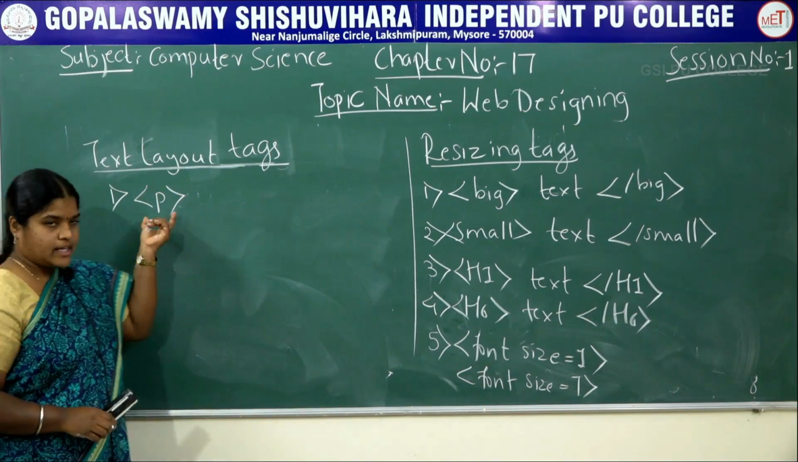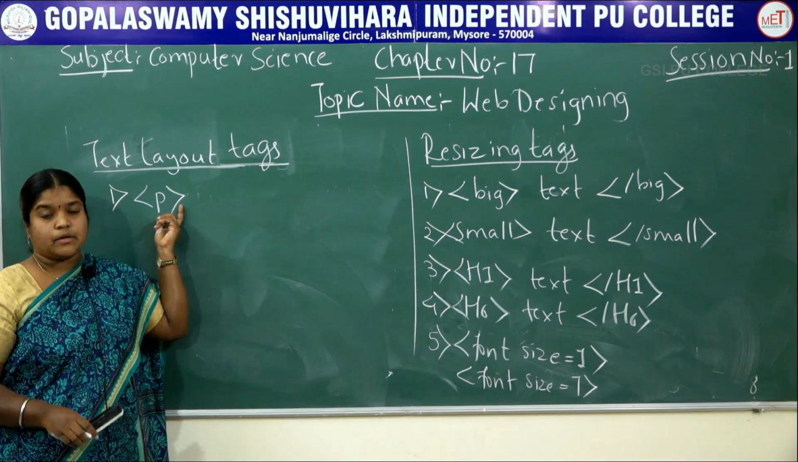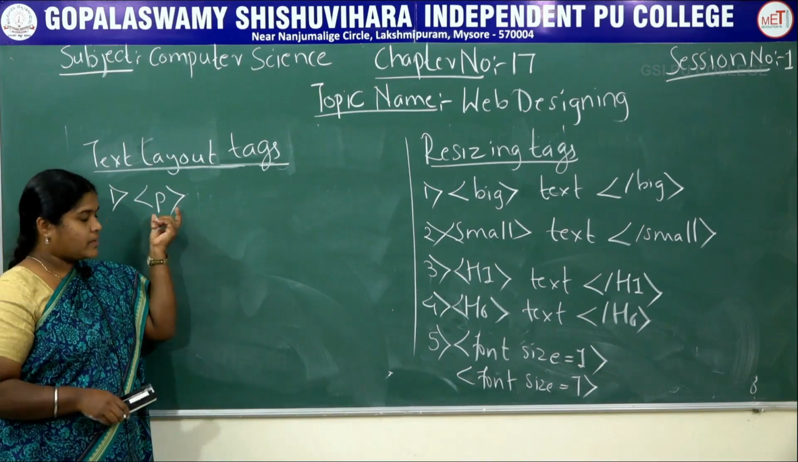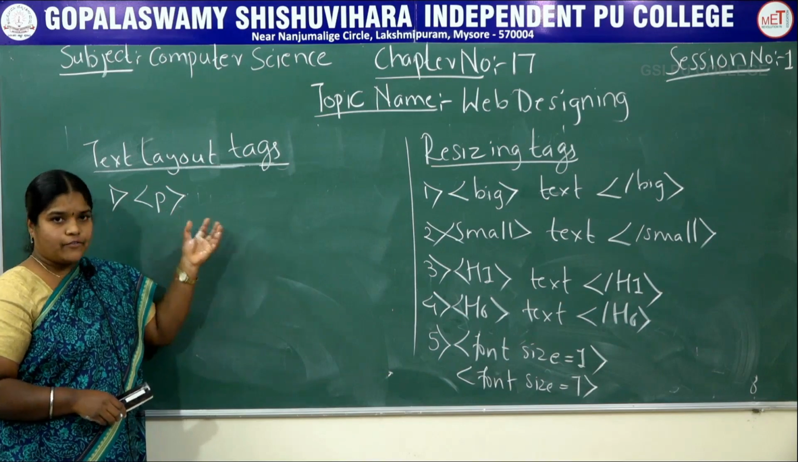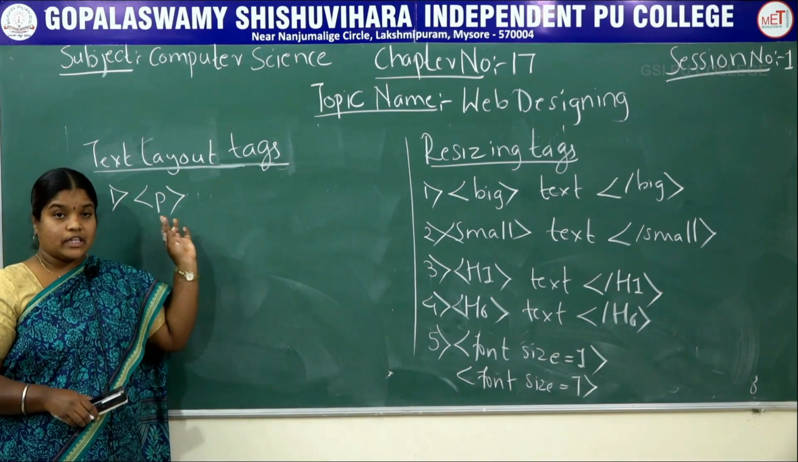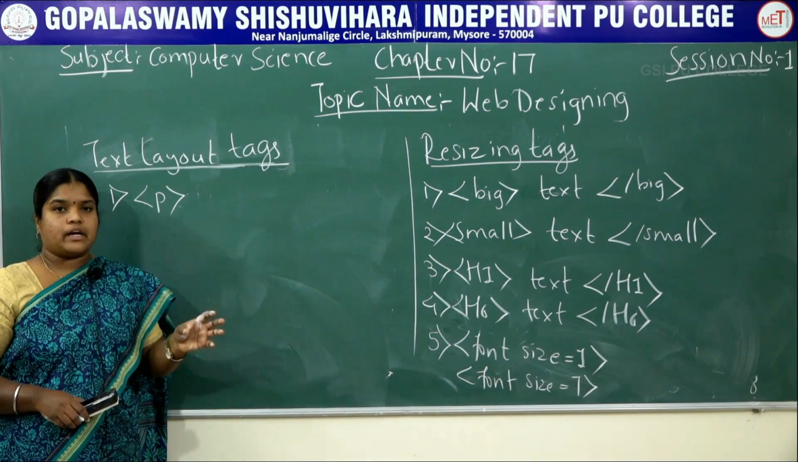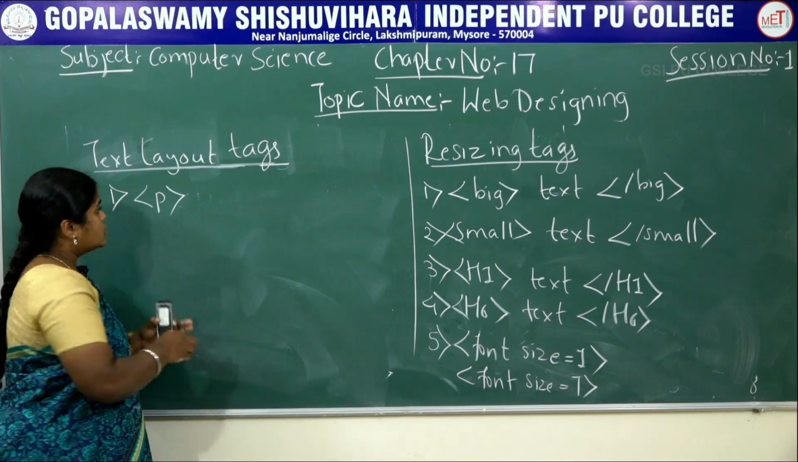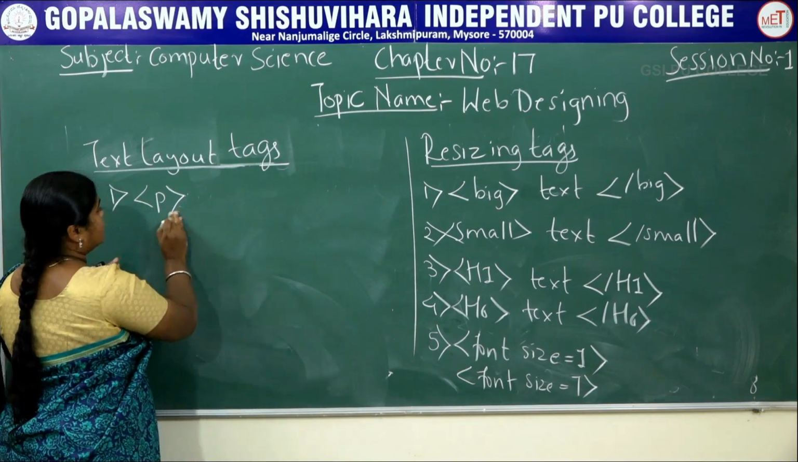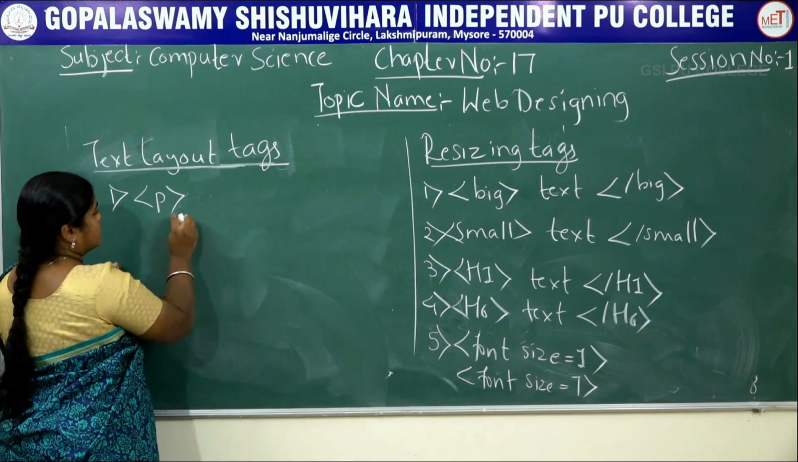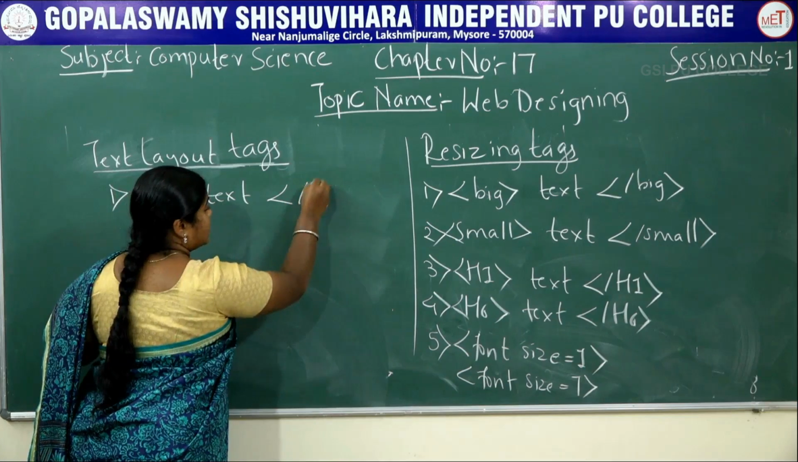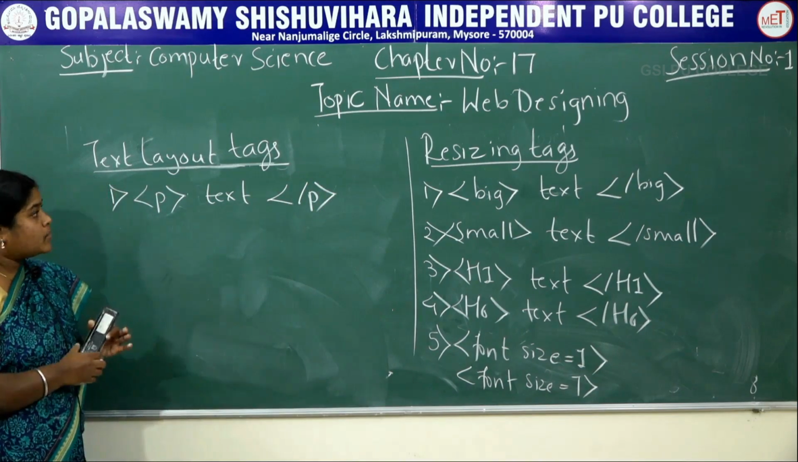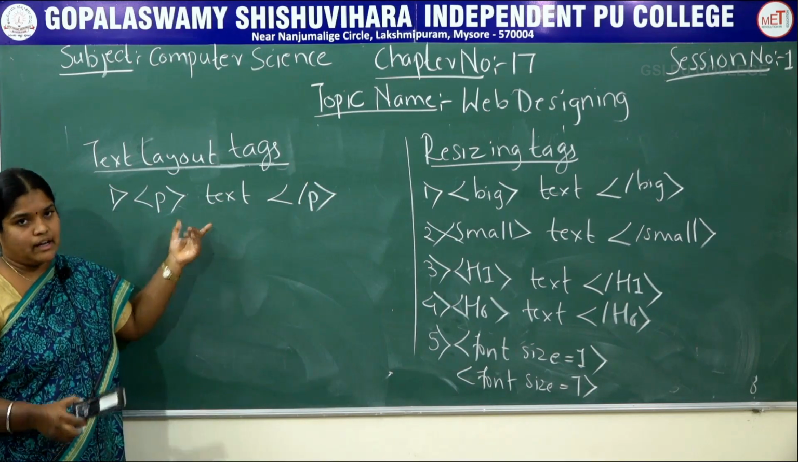As you can see, the P tag is nothing but the paragraph tag. For the paragraph tag, we use the tag P. If you place any content within the P tag, it will be displayed in the form of a paragraph. So how are we going to use this particular tag? This is the opening tag. Here we specify some text and then we close that particular tag. So this is the tag for paragraph.